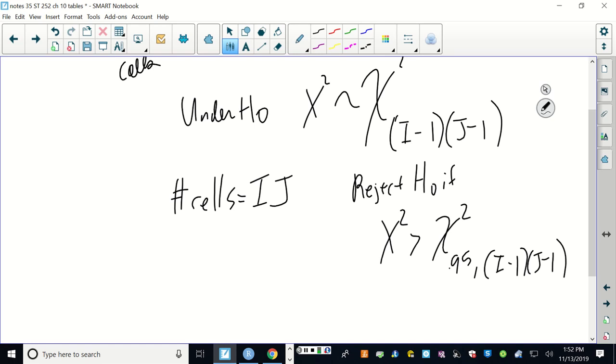But if it's small, with smaller sample sizes or larger tables that are a little more sparse, this chi-square approximation, which is based on normality, won't work so well. So we can do a permutation.